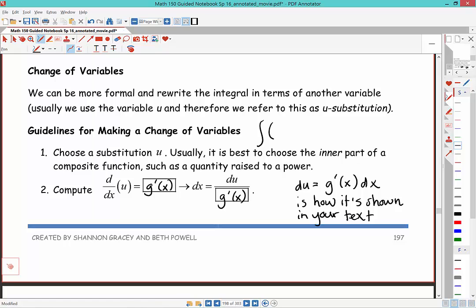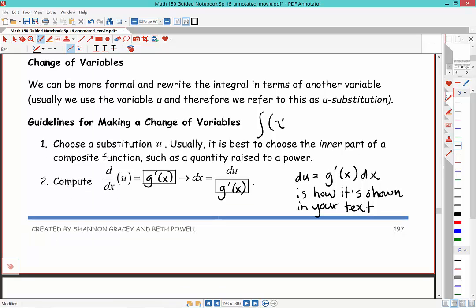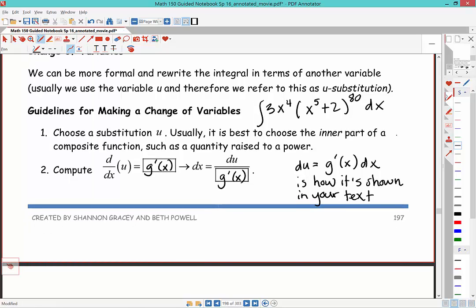Okay, so x to the 5th plus 2, times 3, let me write it better. So let's say we have the integral of 3x to the 4th times x to the 5th plus 2, raised to the 80th power, with respect to x. Okay? So here, basically, you got to choose your u substitution. So in this case, what's it going to be? u is equal to, good, x to the 5th plus 2. So that's your u.